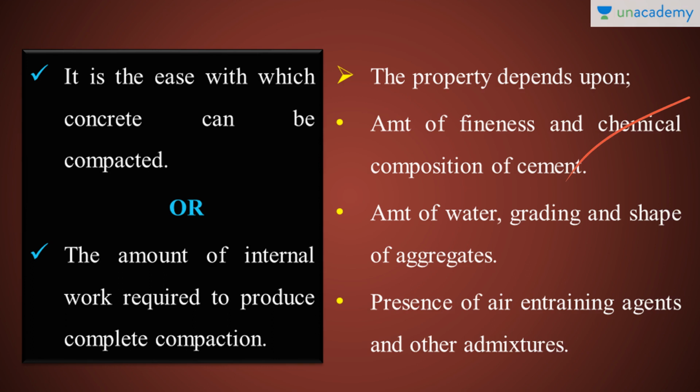And the next one is the presence of air entraining agents and other admixtures. Admixtures play a vital role in imparting workability to the concrete. Very important admixtures are plasticizers and superplasticizers. Both are very good in their respective terms. They increase the workability without increasing the water content, and they also balance the water cement ratio, which means they won't disrupt it. Superplasticizers are mostly used in special concretes like high performance concrete.